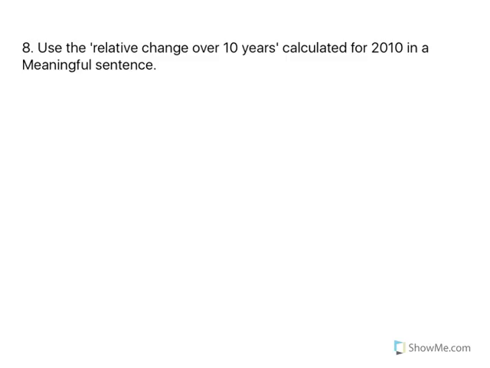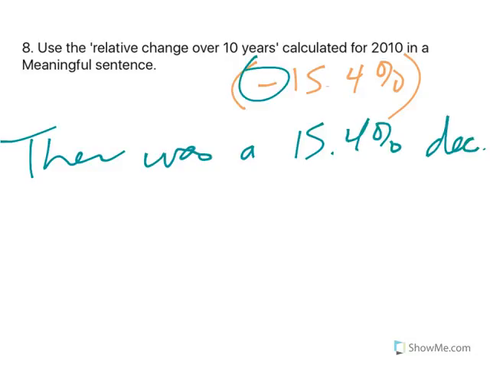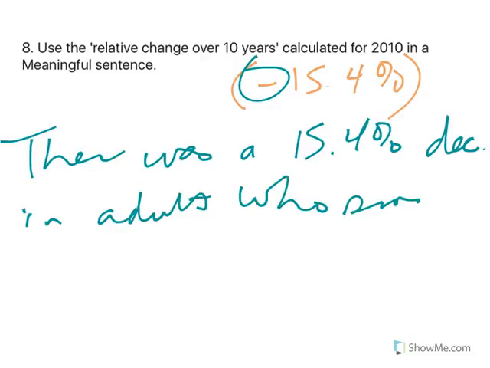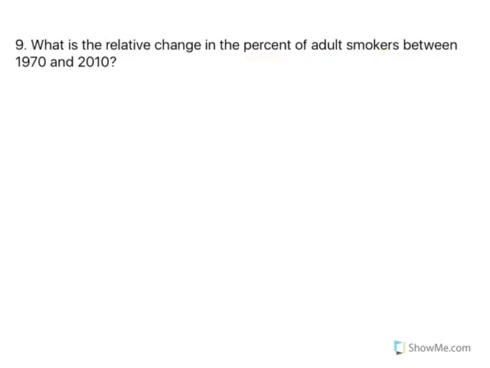So number 8, use the relative change over 10 years calculated for 2010, which we found to be negative 15.4%, in a meaningful sentence. So there was a 15.4% decrease. I say decrease because this is negative, in adults who smoke from 2000 to 2010. Got to give your time period. Who are we talking about here?